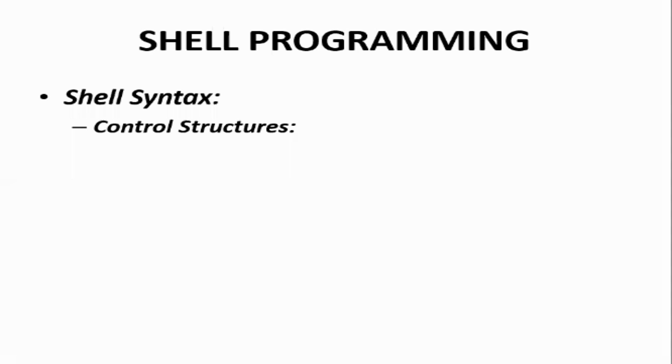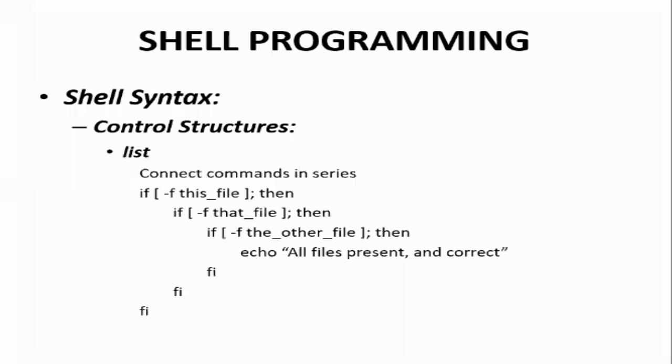Control structures. Sometimes you want to connect commands in a series. For instance, you may want several different conditions to be met before you execute a statement. For example, if -f this_file, then if -f that_file, then if -f the_other_file, then I need to print all the files are present and correct.